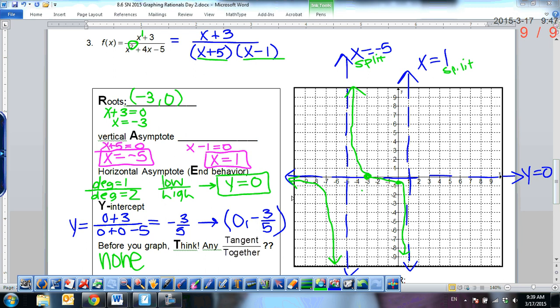All right, now let's look at x equals 1, which we know is also a split asymptote. We have one side that's down, so what's the other side going to have to do? Go up. That is our sketch of this rational function.